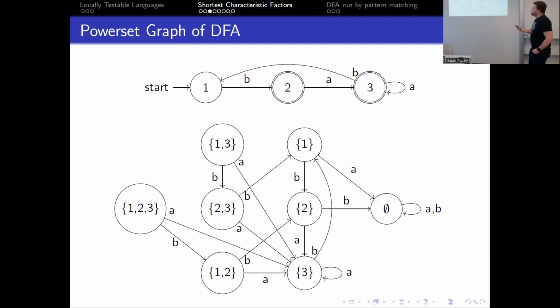Now, in this power set graph, we can find the types of factors. For example, all the forbidden factors are some path that starts in the set of all states and reaches the empty set, so it will have to fail. A forbidden suffix will start in this set of all states, and it has to end in any subset that does not contain any final state, and so on. When it comes to finding the shortest of these factors, so that there are no other forbidden parts in the string, it becomes a little bit more tricky.